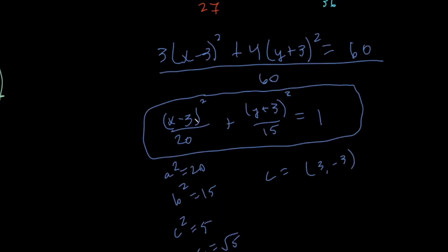So what's the major axis? Well, the major axis has to be horizontal because x has the bigger number. So if the major axis is horizontal, the foci will be root 5 units away. So this will be 3 plus root 5 for the x value and 3 minus root 5 for the x value, and the y value remains the same. Does this answer y'all's question? Does this make sense? The foci always lie on the major axis, the longer one.